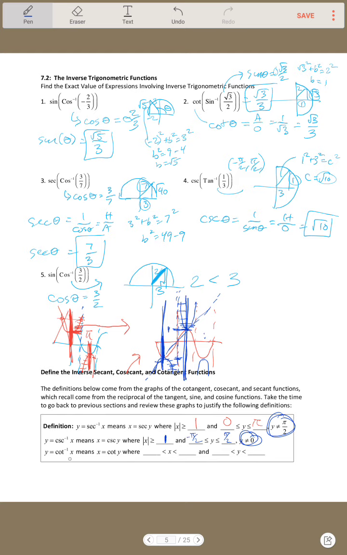Now, cotangent inverse is a little bit more interesting. If you recall what cotangent looks like, the cotangent graph looked like this, with asymptotes right there. That asymptote was at pi, and also at 0. So for that reason, when we reflect this across the line y equals x, remember that x's and y's switch.